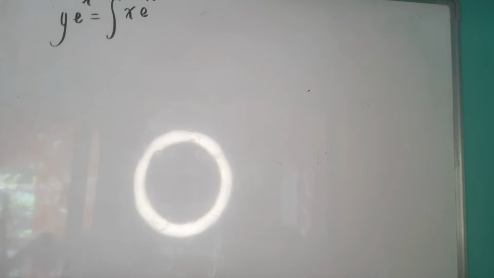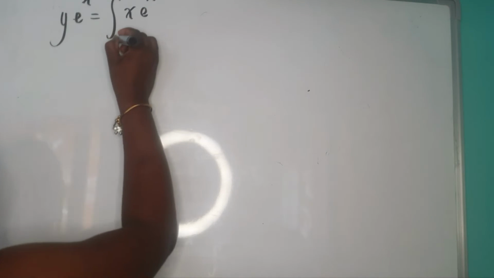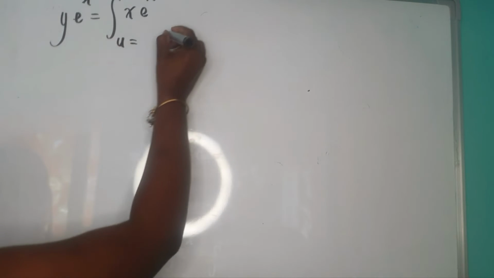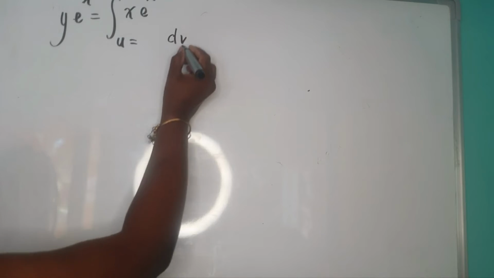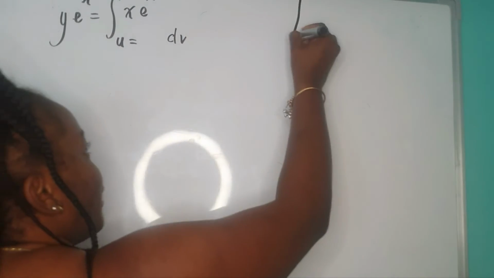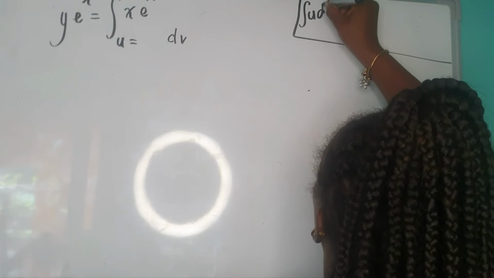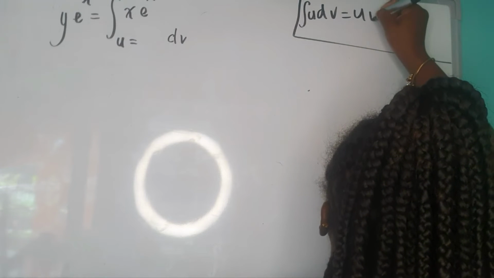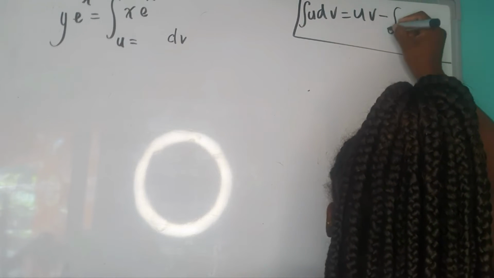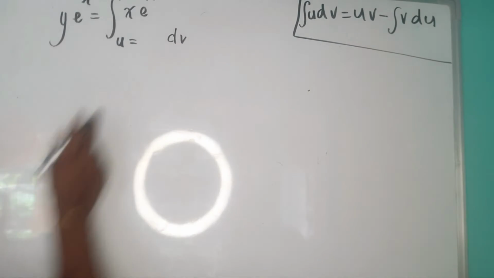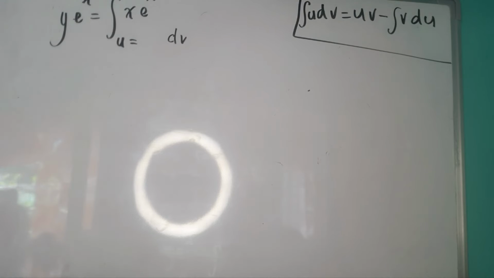Alright, if you said integration by parts, you are correct. Now using integration by parts, we have to identify our u and we have to identify our dv. Because with integration by parts, what it says is that the integral of u dv is equal to uv minus the integral of v du. So u, what would u be?